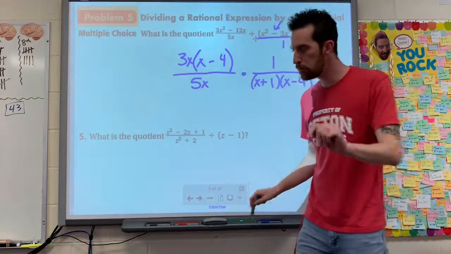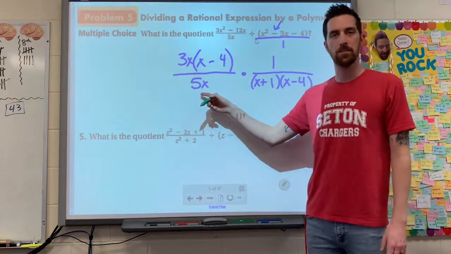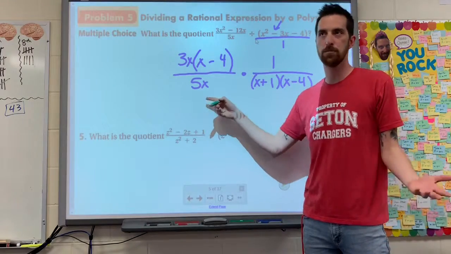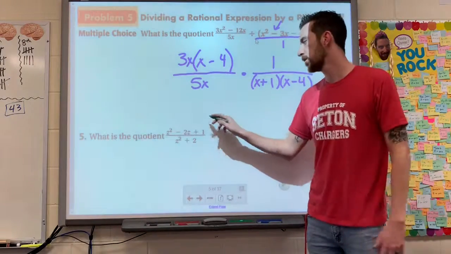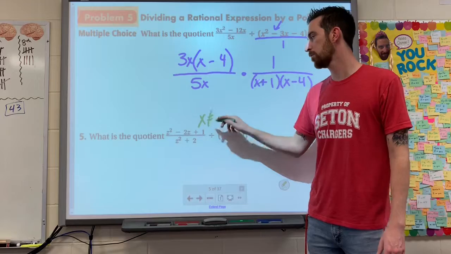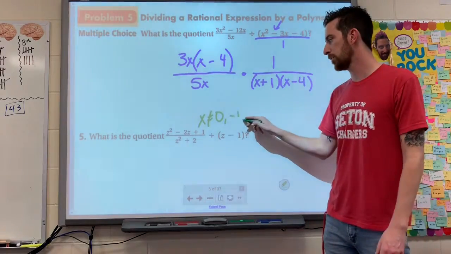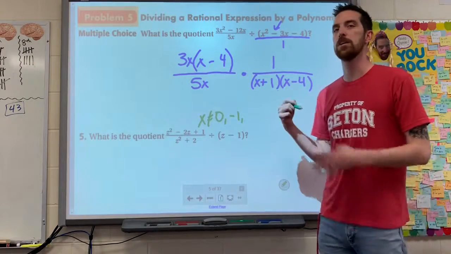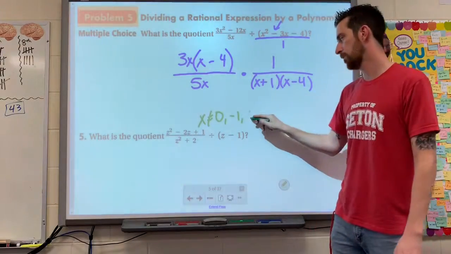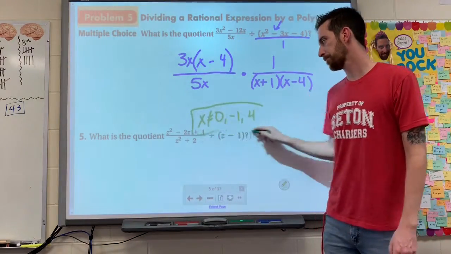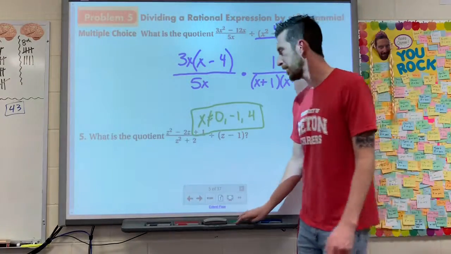Let's do our exclusions. What could this x not equal? What times 5 would give you 0? 0. So x cannot equal 0. This says plus 1, so x could not equal negative 1. This says minus 4, so x could not equal positive 4. Those are the 3 things x could not equal.